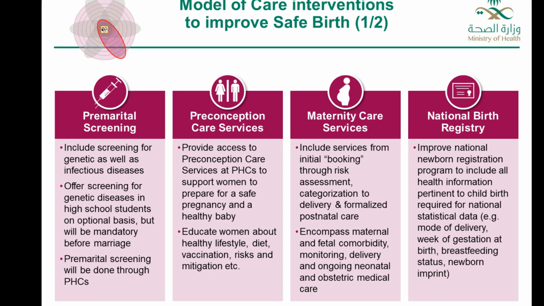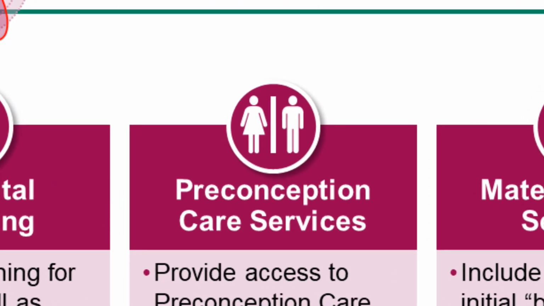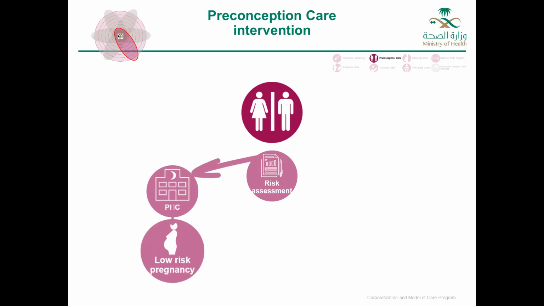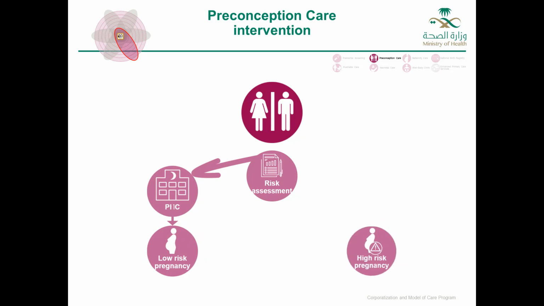Now, let's turn our attention to the preconception care services intervention. Preconception care services involve readying and supporting women through safe delivery, educating them for self-care, and promoting a healthy lifestyle. Women planning to conceive will have a single point of contact in PHCs that will provide them counseling on necessary preconception preparation and will conduct an individual risk assessment. Based on the risk assessment results, care will be provided in PHCs for low-risk patients, while high-risk patients will be referred to secondary and tertiary hospitals.